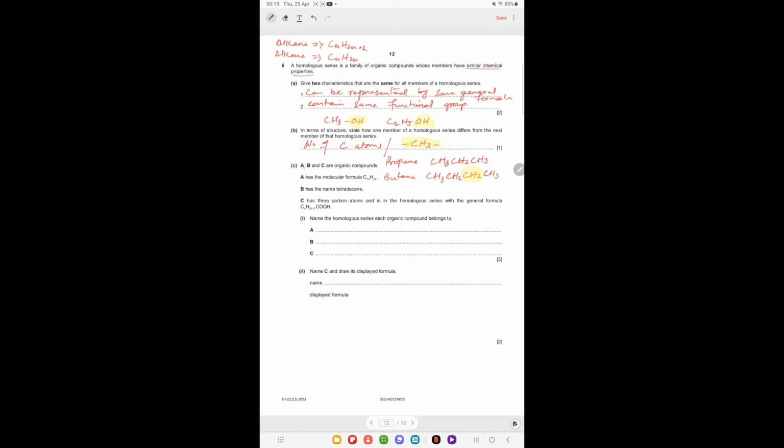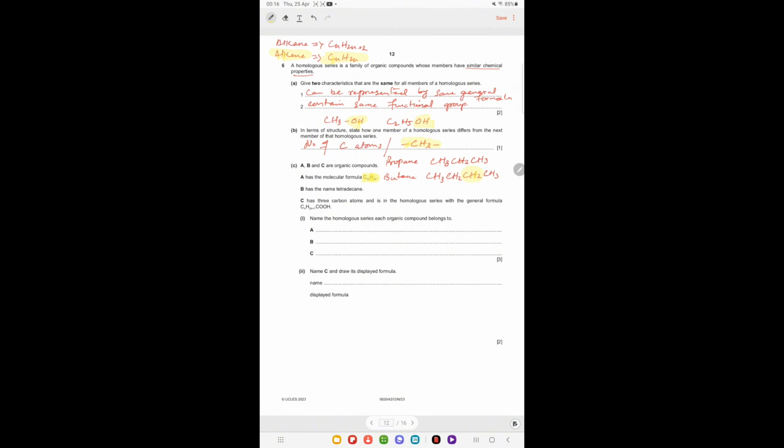Part C. A, B, C are organic compounds. A has the molecular formula CnH2n. You can see this is exactly double, I mean, we have 12 carbon and we have 24 hydrogens. So we have exactly double the number of hydrogens. So we can see that that's an alkene.